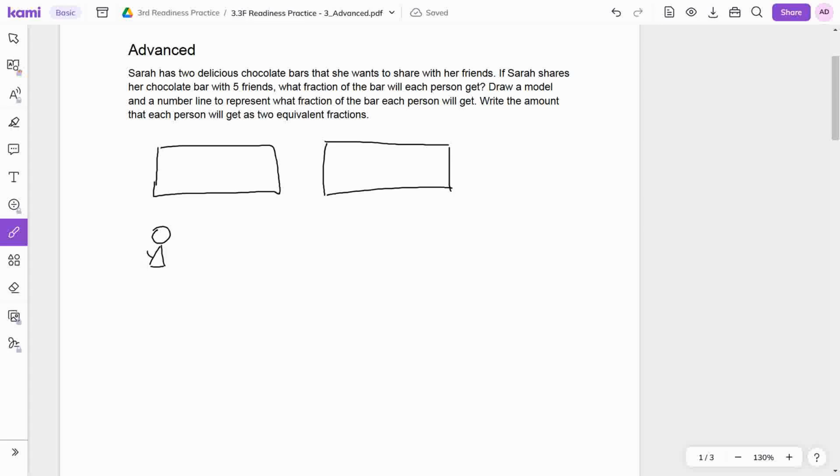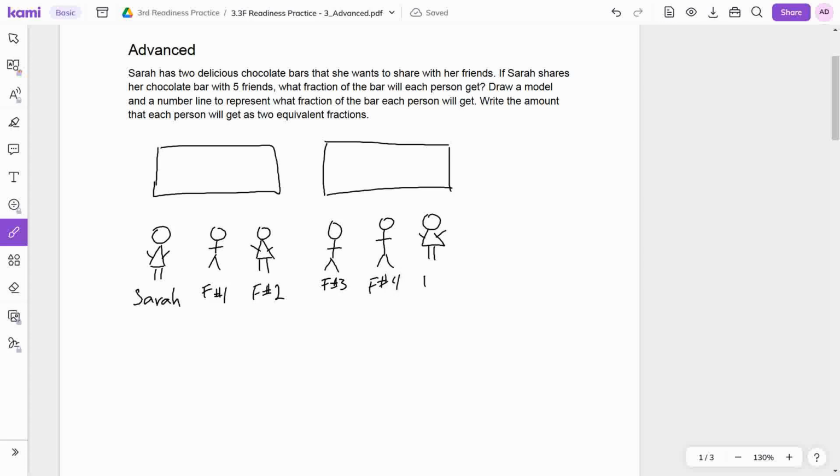Now the trick here is we need to keep Sarah in the picture. If we just draw 5 friends, we're going to miss someone. So I'm going to put F number 1, that's going to stand for friend number 1. I'm going to make this F number 2. So I've got 2 friends so far. I need 3 more. So I'm going to make these last 3 people, and I'll label them F3, then F4, and then F5. All right, so I've got Sarah and her 5 friends.